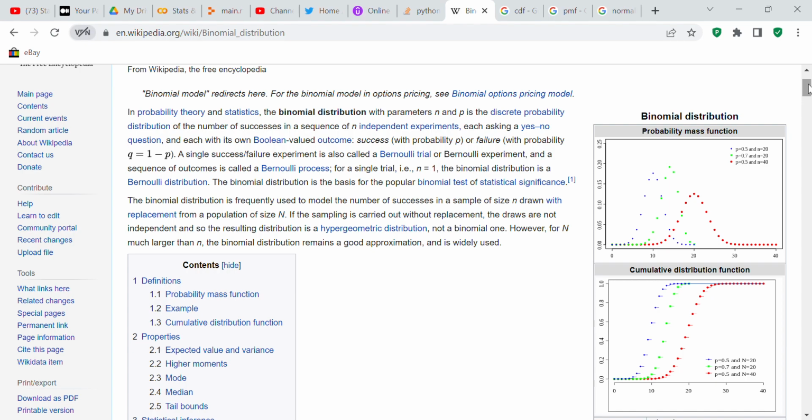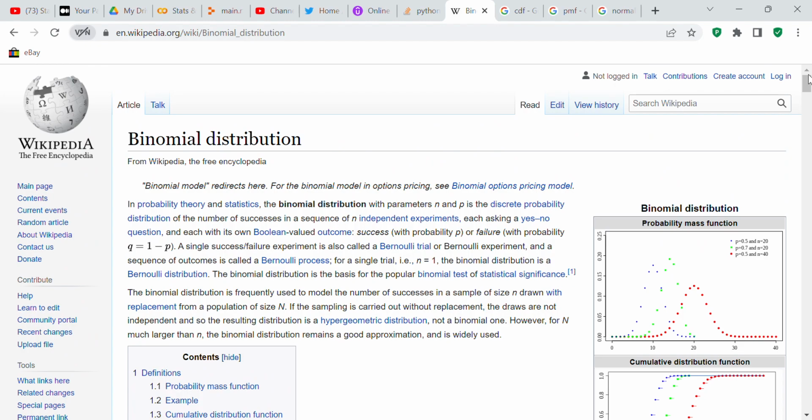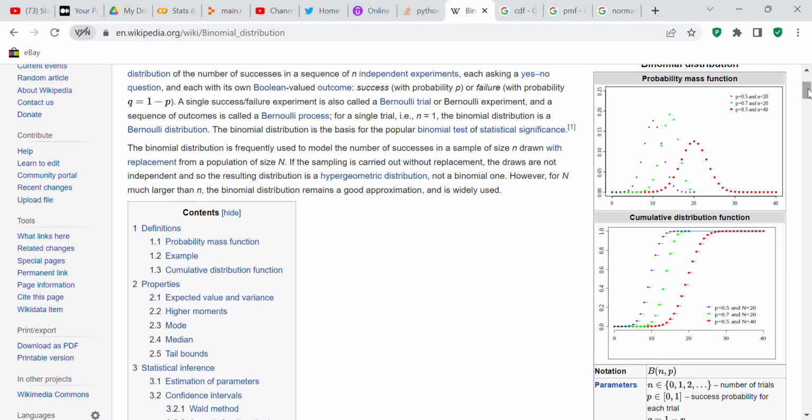The binomial distribution is the basis of the popular binomial test of statistical significance. The binomial distribution is frequently used to model the number of successes in a sample of size n drawn with replacement from a population of size N. If the sampling is carried out without replacement, the draws are not independent, and so the resulting distribution is a hypergeometric distribution, not a binomial one. However, for N much larger than n, the binomial distribution remains a good approximation and is widely used. So there's some information about the binomial distribution, and you can see a diagram here of what the binomial distribution looks like.